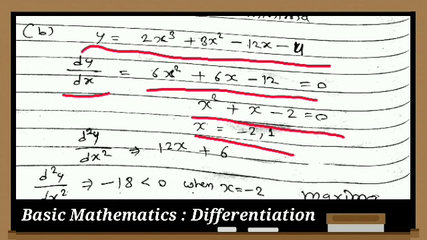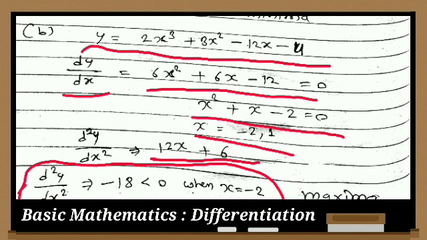That means there are two conditions where the slope becomes 0, when the value of x is minus 2 and when the value of x is 1. Now we will find d square y upon dx square. It is 12x plus 6. Put the value x equals to minus 2 and find d square y upon dx square. Now we get minus 18, and minus 18 is less than 0. So this is the condition for maxima.